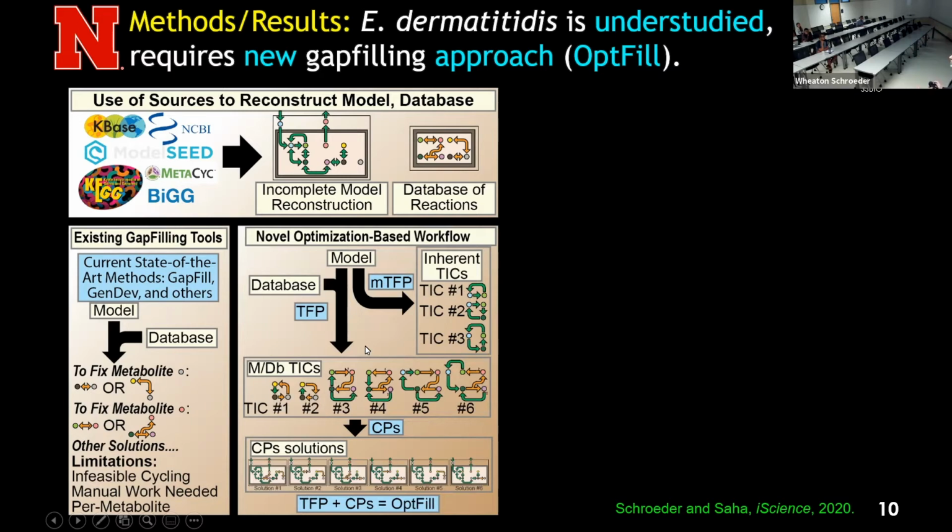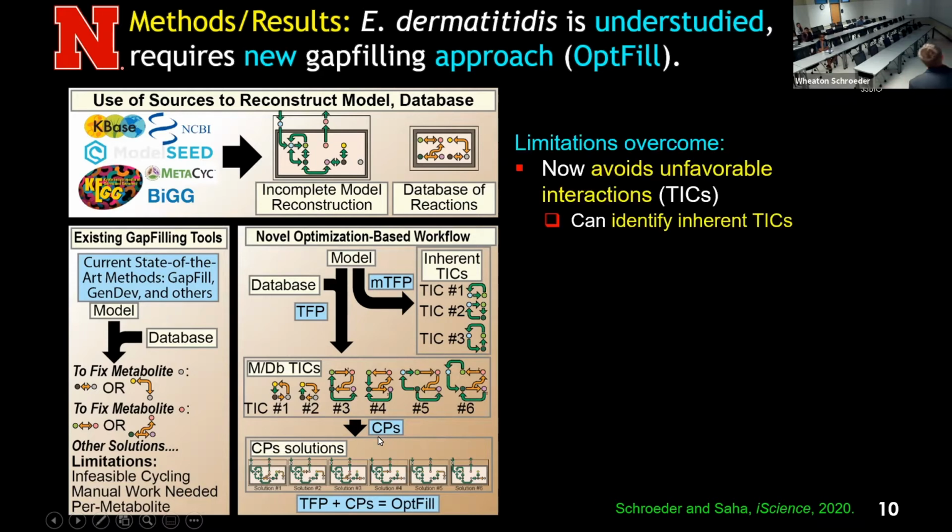So we created a new approach to gap filling called OptFill. The first step is going to be the TIC finding problem, which is going to identify all these thermodynamically infeasible cycles that could occur between the model and the database. Then we will feed those results to what's called the connecting problem, and it will try to solve on a whole model basis how to fill as many of these gaps as possible while minimizing the number of new reactions added. So we call this both a holistic and a conservative approach, because it considers the whole model and we're trying to minimize our changes. This allows us to overcome several limitations of the current state of the art.